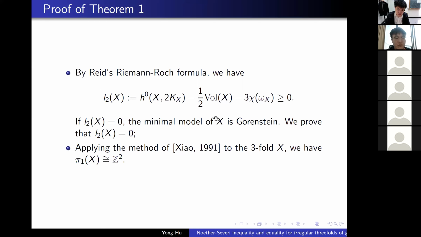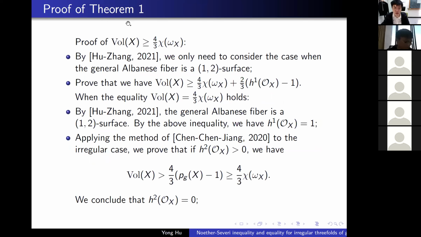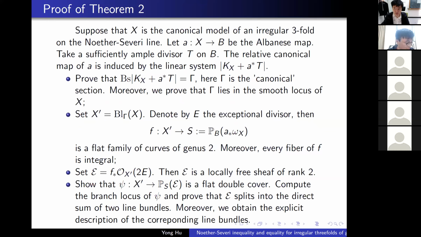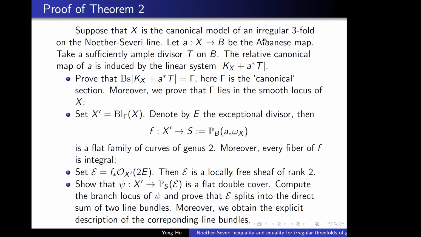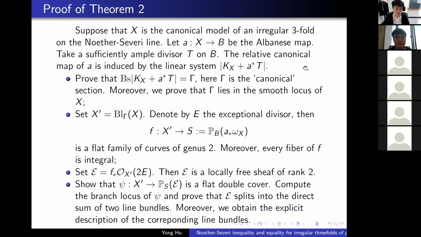Theorem 2 is proved in the following way. First, suppose that X is a canonical model of an irregular threefold on the Noether-Severi line. Now let A: X → B be the Albanese map. By Theorem 1, we know that B is a smooth elliptic curve and the general fiber is a (1,2)-surface.